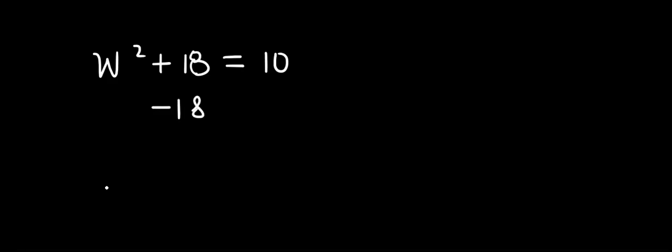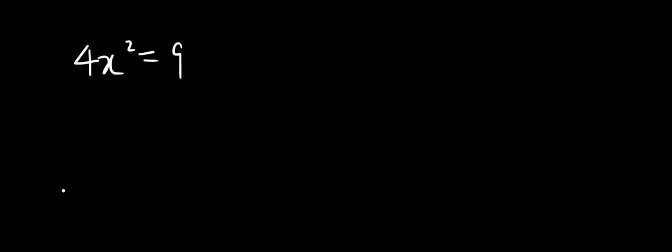Let us subtract 18 each side. Then we have w squared is negative 8. We are in algebra 1. That means we're in the real number system. When we're in a real number system, we see negative real numbers do not have real square roots. Therefore, we say there is no solutions. By the way, when you go to algebra 2, you can continue.